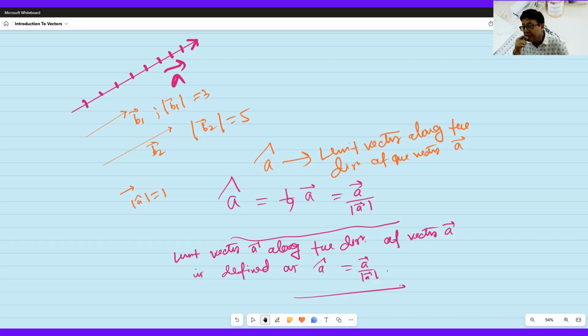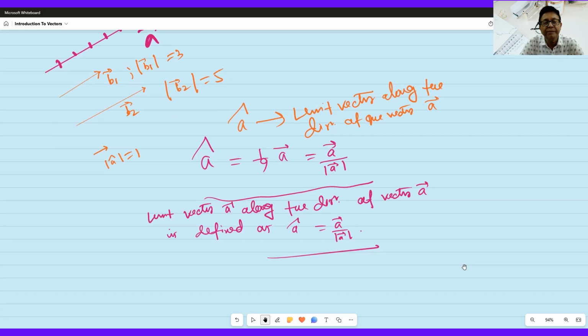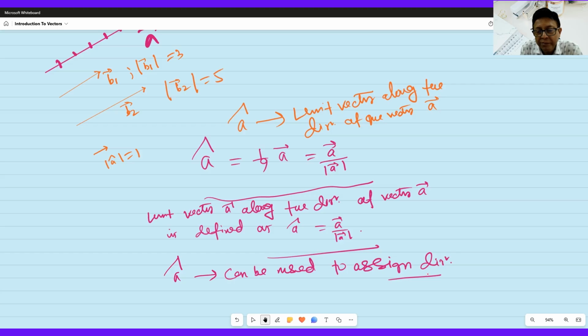Now, what is the advantage of this thing? One can say that A cap can be used to assign direction. So this A cap you know. Can you write a vector 3 A cap? This part is important. Unit vector you have to understand properly.